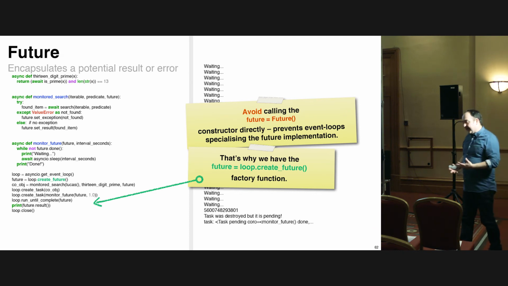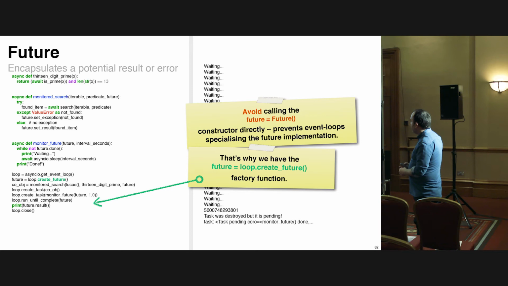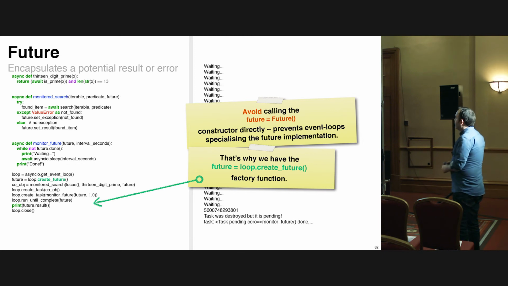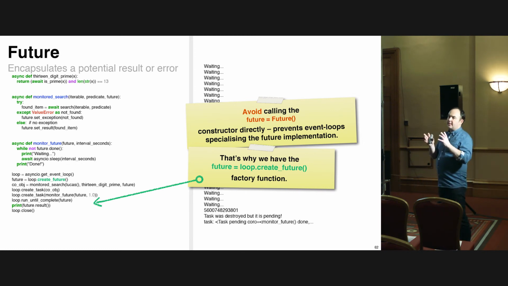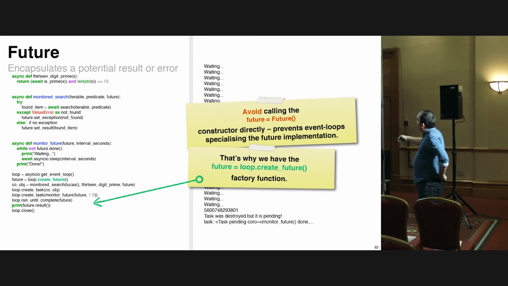Okay, so let's look at some of the other things that Async IO gives us. And in particular, futures is one of the other tools we get. So a future encapsulates the idea of a potential result, okay, or an error. And in this code, we are going to use a future to monitor the progress of a search function. So here's my monitored search function, which just wraps my other search function. And you can see in here, I'm awaiting my regular search function. That this monitored search accepts a future object, which we'll see in a moment.